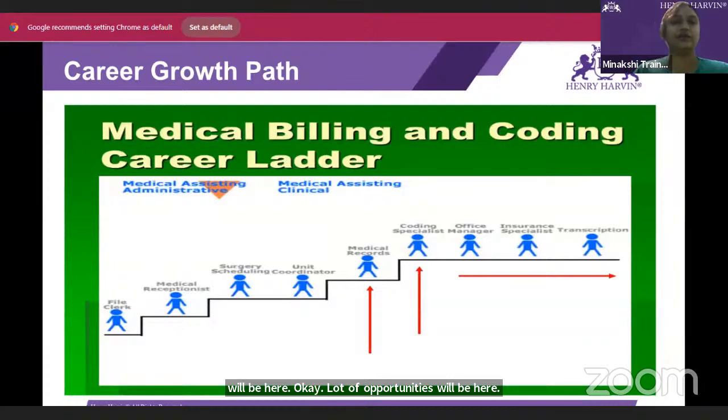So I have told you regarding the career path: junior to senior medical coder, senior to quality review. You can go for any sector, administrative, management. Once you have entered this field, there will be a lot of opportunities that you can explore.